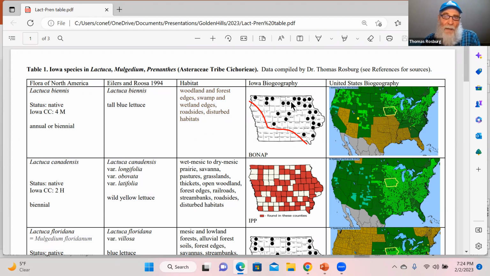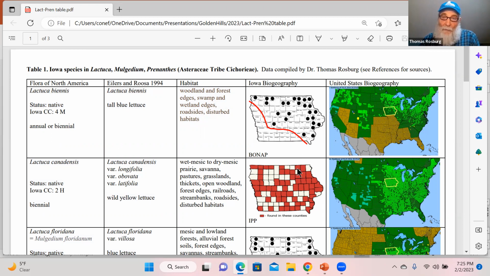This is a dot map. These dot maps come from 3 different sources, basically. This one comes from BONAP, the Biota of North America Program, which is what this map is right here. What this is, basically, is the same thing you see right here, then this little yellow Iowa, but blown up so you can see it better, because that's really hard to see. This is the only source of information that's available showing us what the distribution of this species is in Iowa.